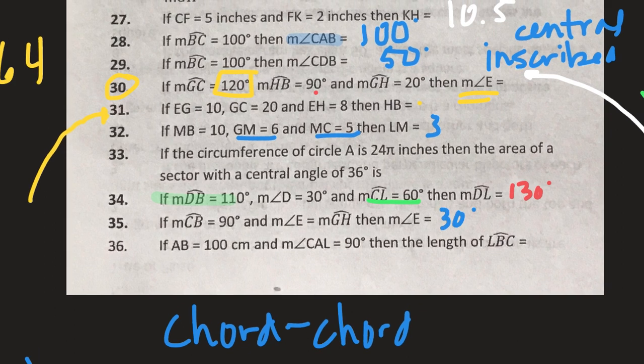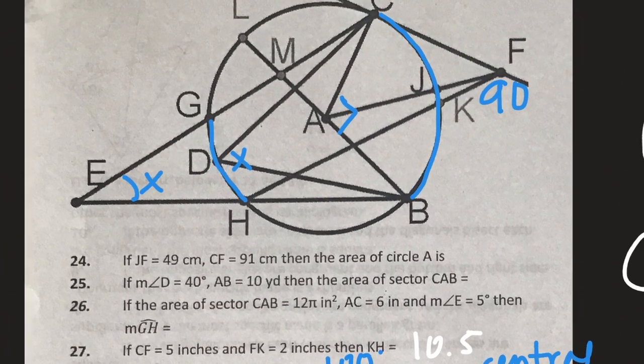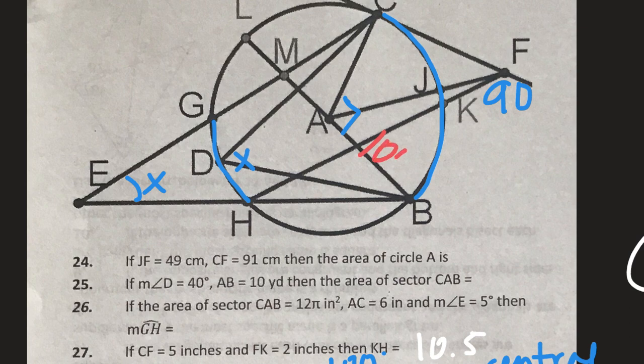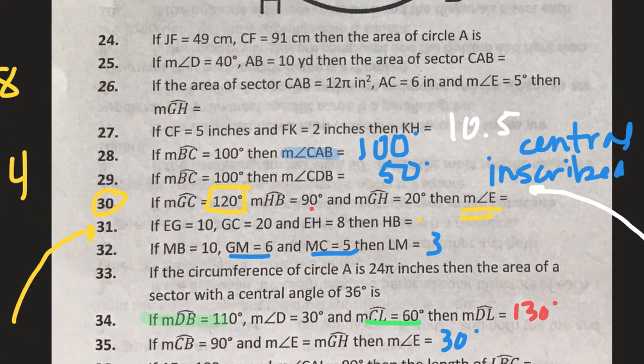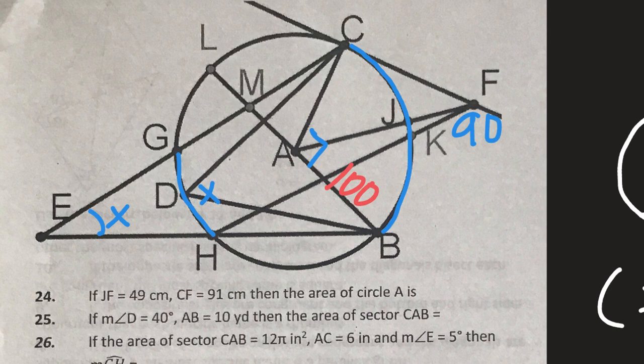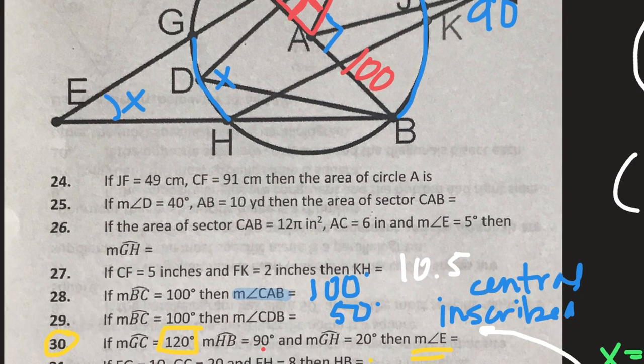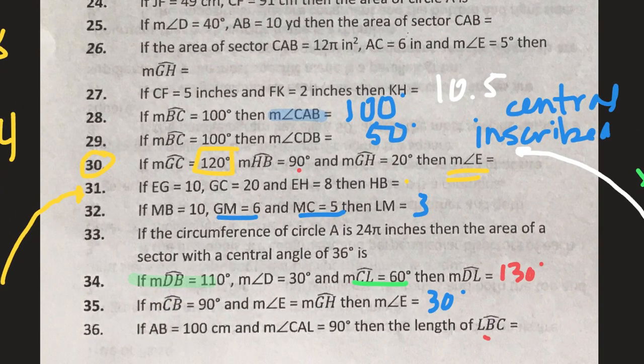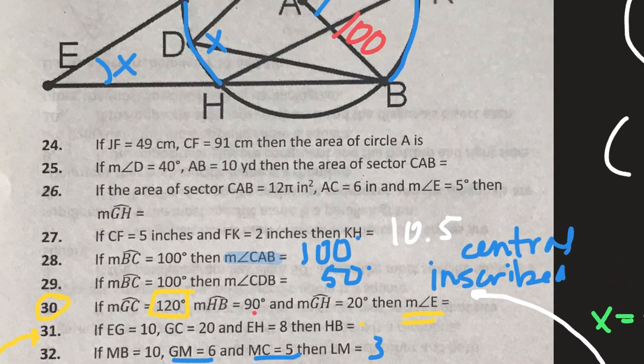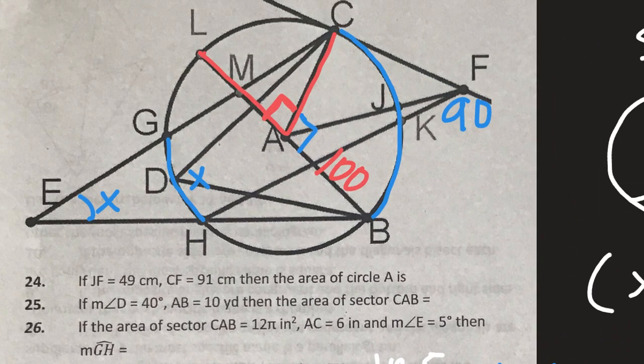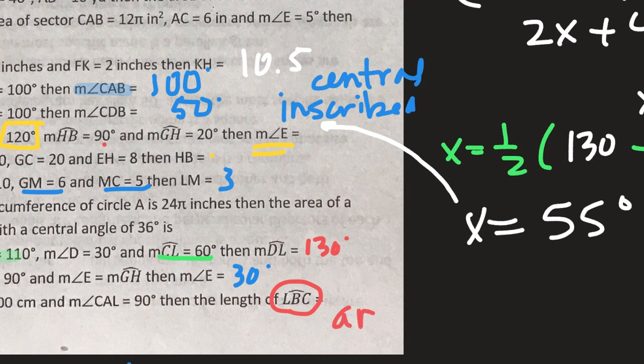And then lastly, let's see what's going on here. AB is 100. So where's AB? That's your radius. So we have a radius of 100. CAL is 90. CAL, where's CAL? So this is now a 90-degree angle. CAL is 90. Okay. Then what is the length of L to B to C? So this is an arc length problem. L to B to C. Okay, this is an arc length problem.